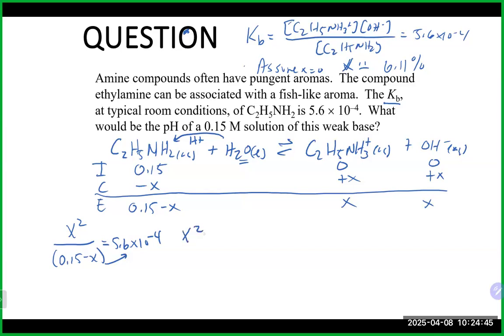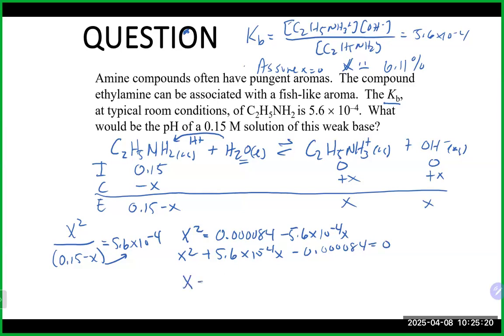That's going to give us x squared is equal to 0.000084, with 4 zeros there, minus 5.6 times 10 to the minus 4 x. Bringing everybody to the same side should give me x squared plus 5.6 times 10 to the minus 4 x minus 0.000084. That's going to go into our quadratic here.